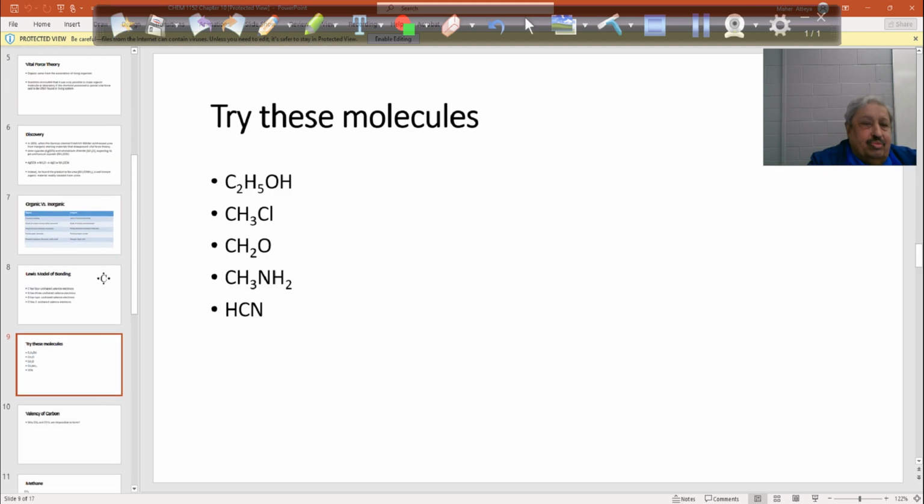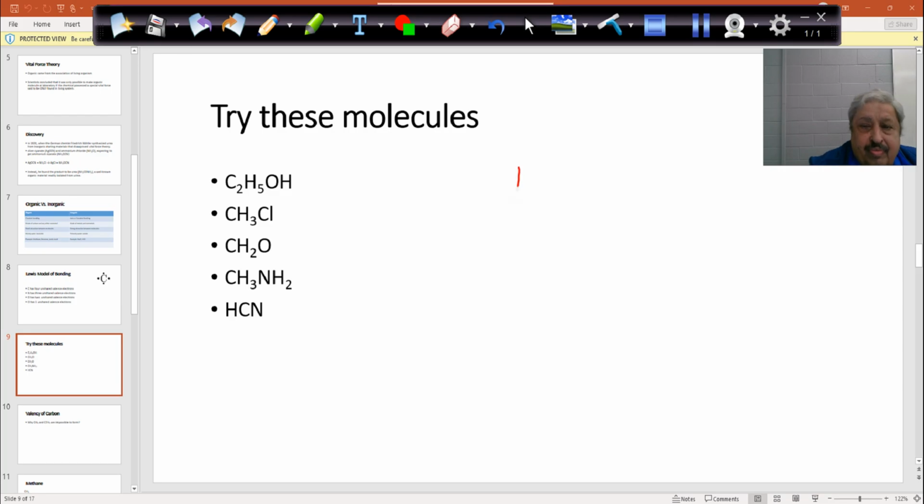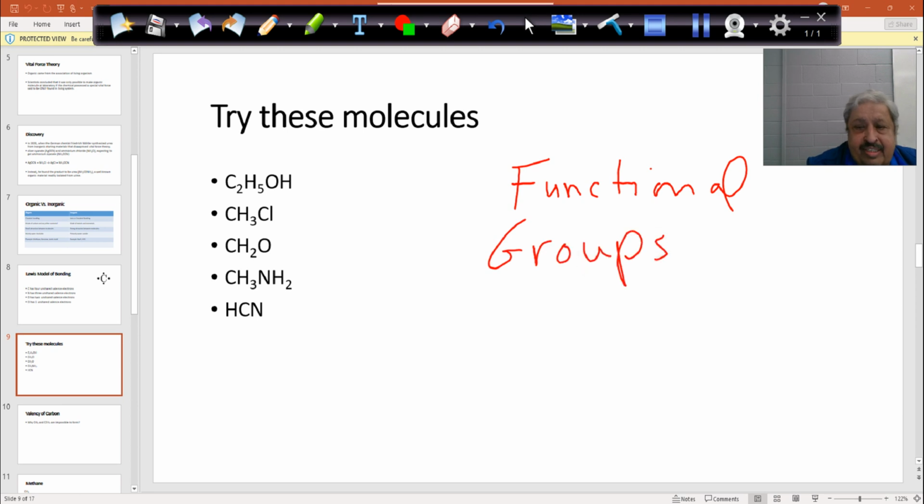We try now those molecules, and before those molecules, you will see that this is organic chemistry. We are still at the beginning of the course. Chapter 10 is just an introduction for the whole course itself. So we have something called functional groups. Those are groups in organic chemistry that designate each class of organic chemistry.